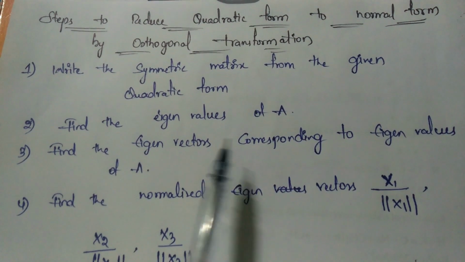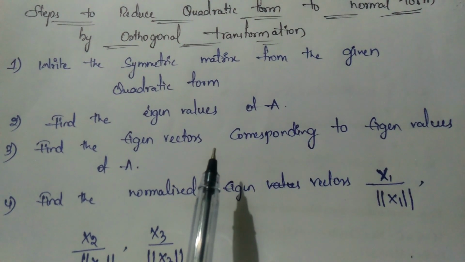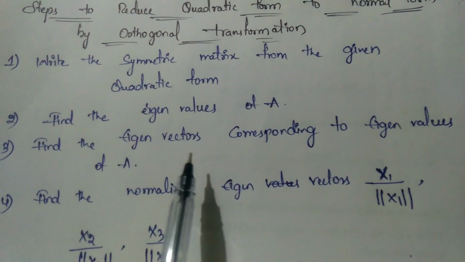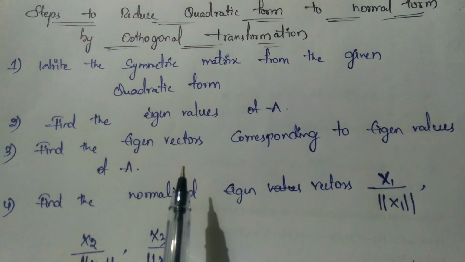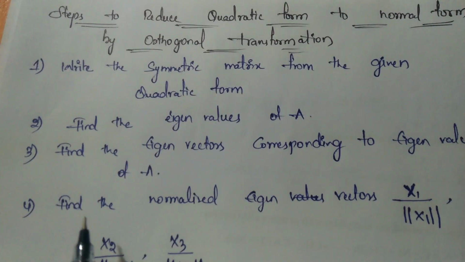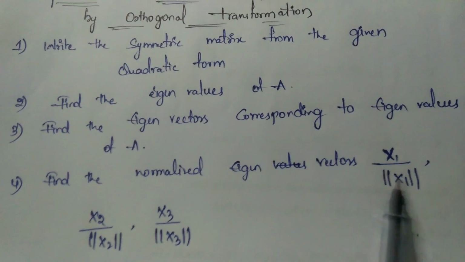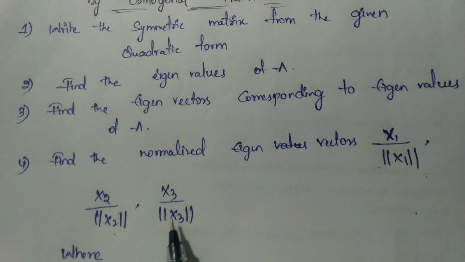Find the eigenvalues of A. So as we did, after getting the matrix, we have to find the eigenvalues of A, then find the eigenvectors corresponding to the eigenvalues of A. Eigenvectors also should be found, and then find the normalized eigenvectors, that is x1 by norm x1, x2 by norm x2, x3 by norm x3.